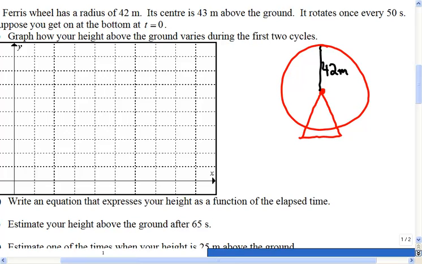Sure, Kathy? Yeah, there's only 1 meter here. So let's say that's 1 meter. Anything else?